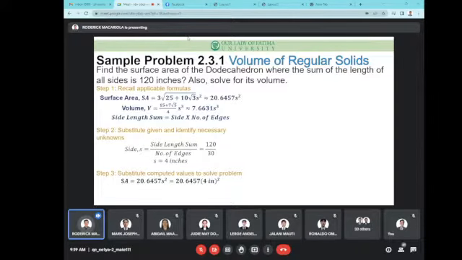Now, we use this to be able to solve for the surface area. So substituting that 4 inches to the value. So we have, can anyone give me the correct value? Surname and answer, please. Anyone?